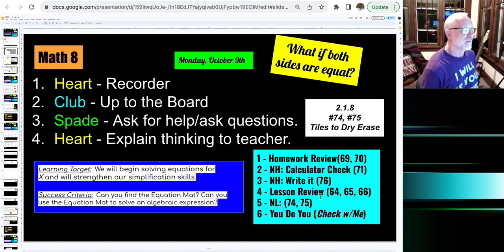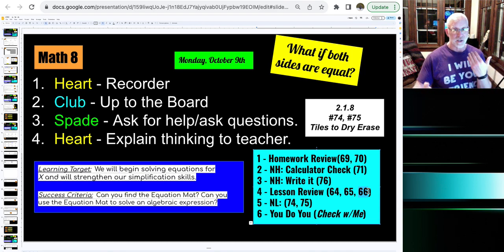Then after that, we looked at the lesson review, which was 64, 65, and 66. From Friday, that was creating a left side and a right side and trying to figure out which one was greater. And if you look on the attached video on this stream, you will see that video of me solving these. And then we went on to the new lesson.